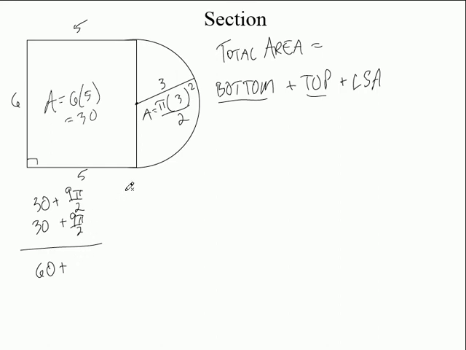Or you could do it like this. Here's an easier way to do this. Just multiply it by 2. That's a lot easier, okay? Because you're multiplying it by 2, right? Watch what happens. Bang, bang. So what is it? 9 pi. So it's 60 plus 9 pi. That's the bottom and the top.